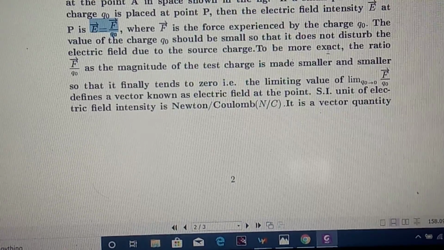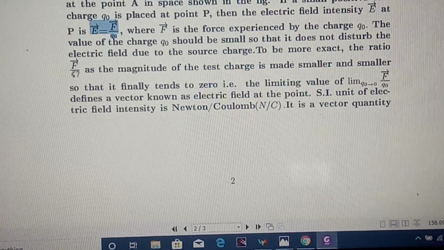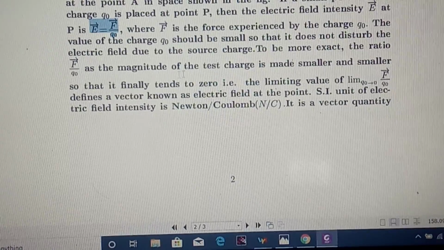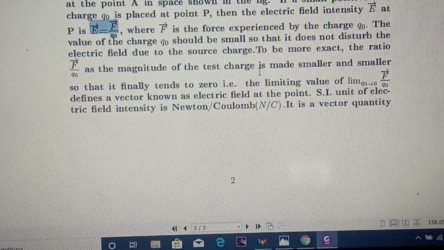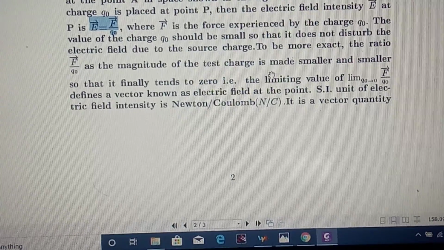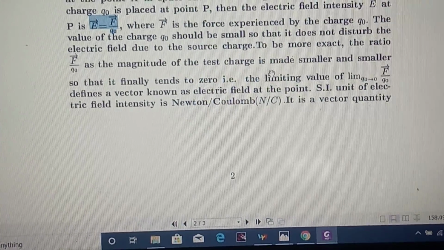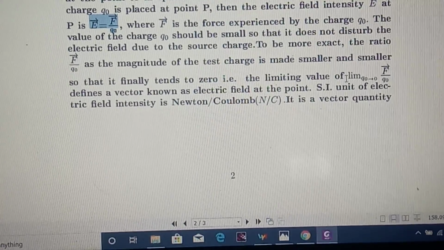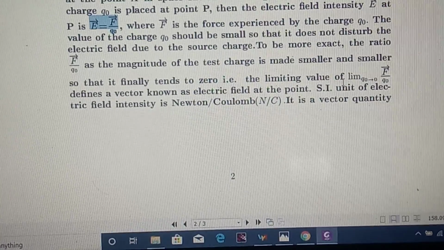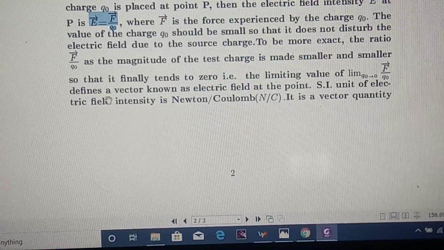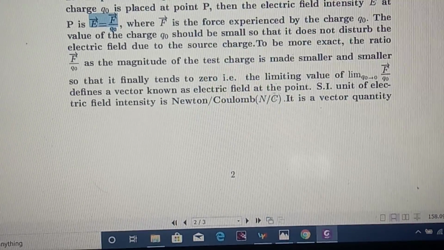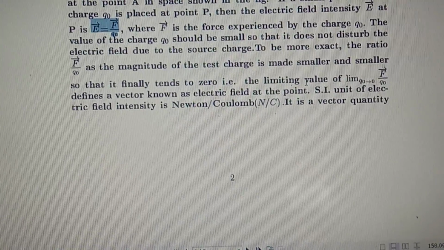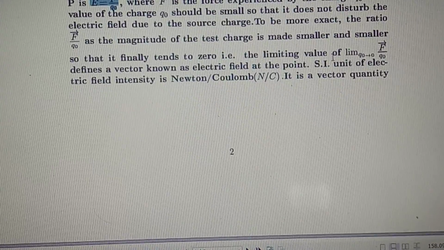But to be more exact, the ratio F by Q naught, where Q naught is the test charge, as the magnitude of the test charge is made smaller and smaller, so that it finally tends to zero, that is, in the limit Q naught tends to zero, F by Q naught defines a vector known as the electric field at the point. The SI unit of electric field intensity is Newton per Coulomb. It is a vector quantity.